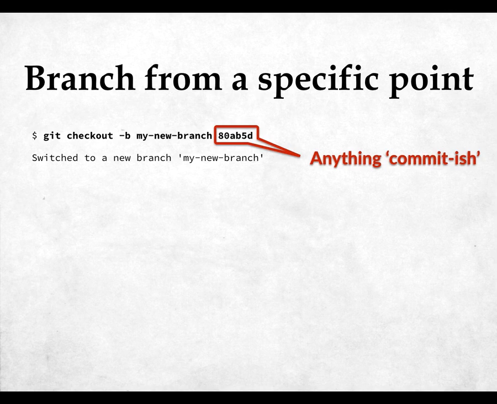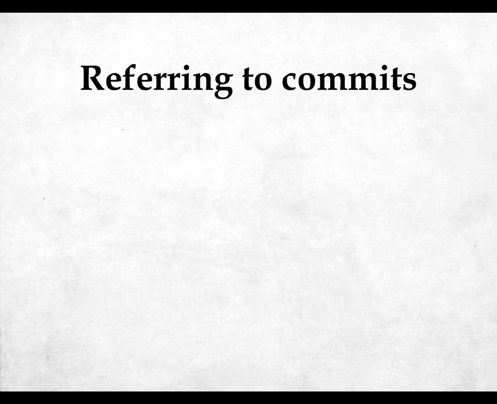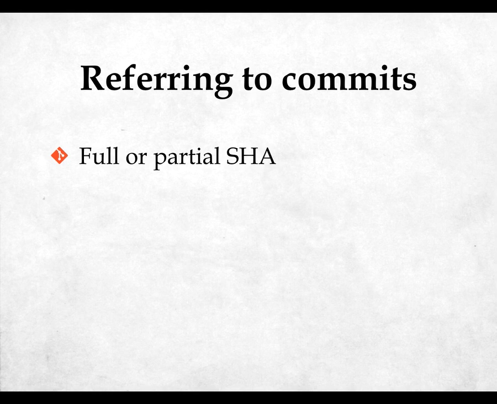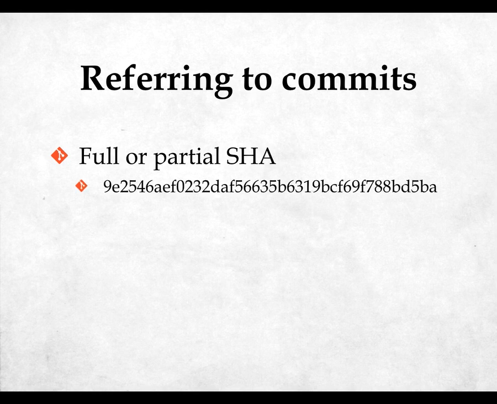There's a whole bunch of different ways you can refer to commits. So you can use the full hash or part of the hash, so that massive great long string. Generally you'd only use that if you were just double clicking and pasting. No one's going to type it out. You can abbreviate it. If you give it at least 4 characters, as long as they're unique, it'll use that.